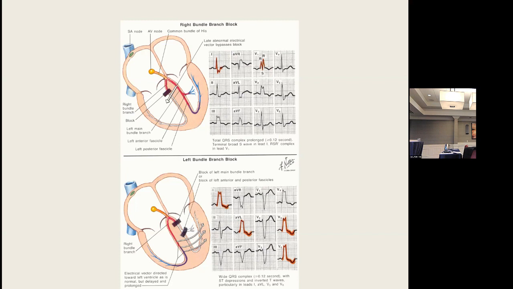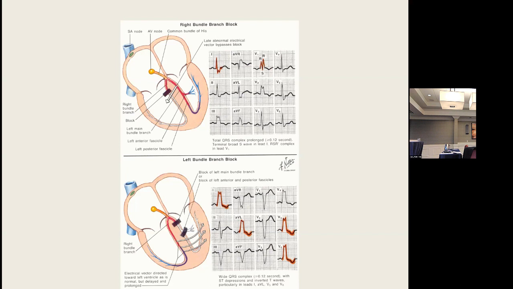Now, the IBBB, or the IVCD, however you want to put it, incomplete intraventricular conduction defect, is a morphology that neither matches the left nor the right bundle. So if your prolonged QRS doesn't look like a left or a right, and it's slightly less than 3 boxes, that's where this IBBB comes in, okay?